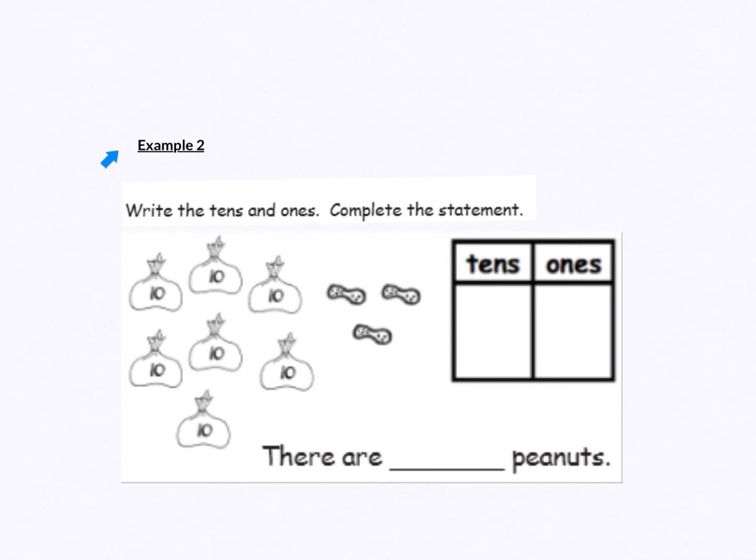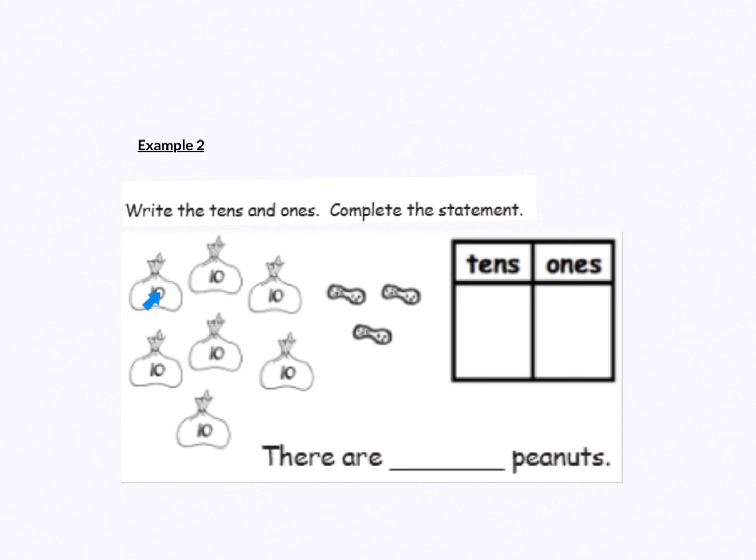With example 2, again we're going to start with the directions. Write the tens and ones and complete the statement. We have our place value chart labeled with ones and tens. We have bags of peanuts and 3 peanuts all by themselves. So again, let's start with our bagged peanuts. It tells us that there are 10 peanuts in each bag.